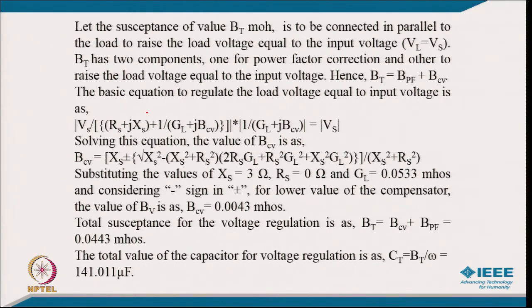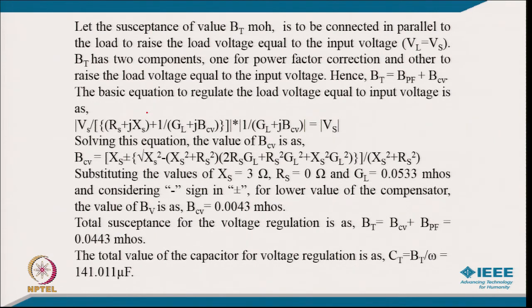susceptance. It should be XS plus minus under root XS square minus XS square RS square in bracket 2 XS GL plus RS square GL square and XS square GL square, divided by XS square RS square. So, we can substitute XS equal to 3 and RS equal to 0, then the equation becomes simplified, and GL equal to 0.0533. Considering the minus sign in plus minus for the lower value of the compensator, because the lower value will only come with this minus sign. So, value BCV from this relation after putting values will become 0.0043 mho.